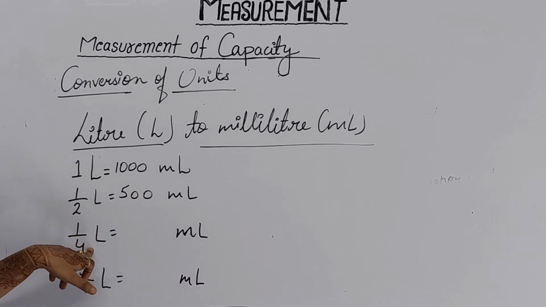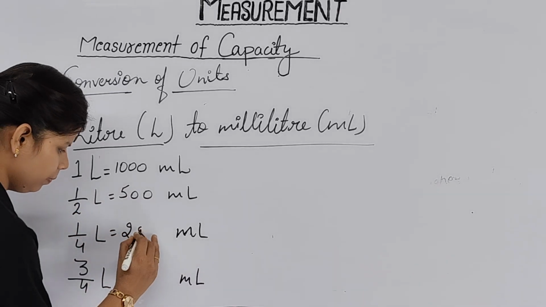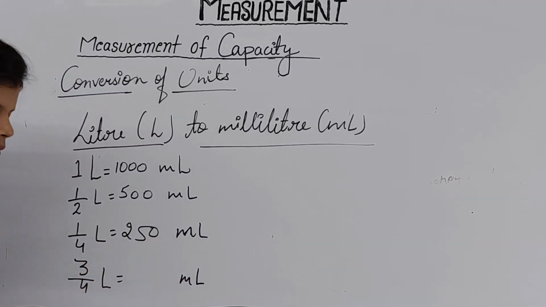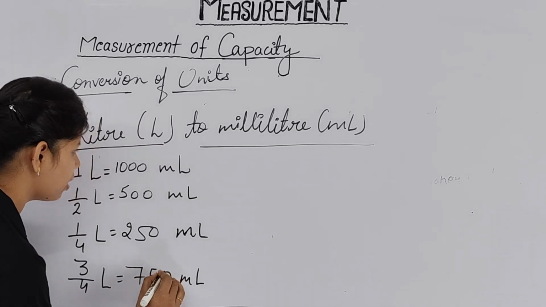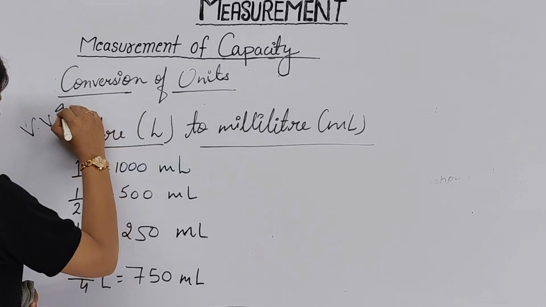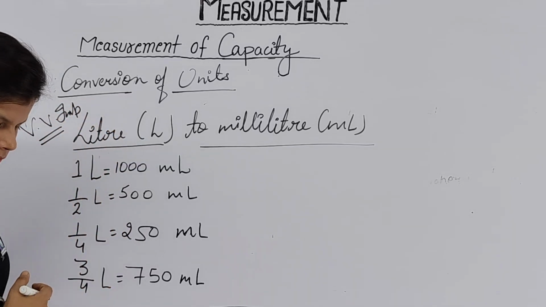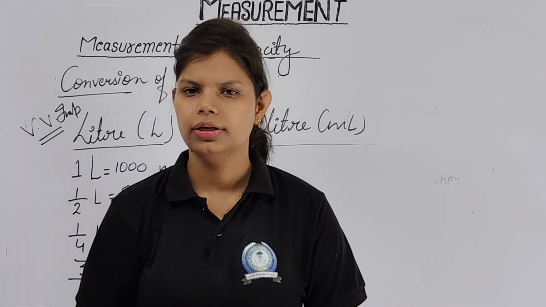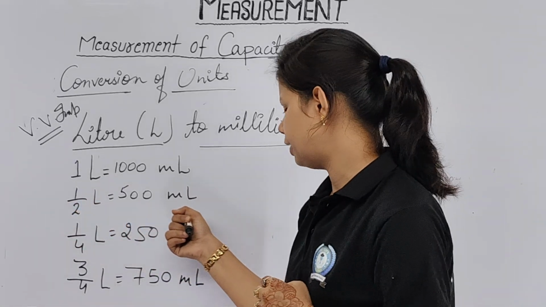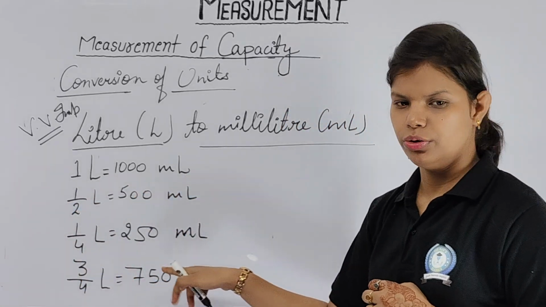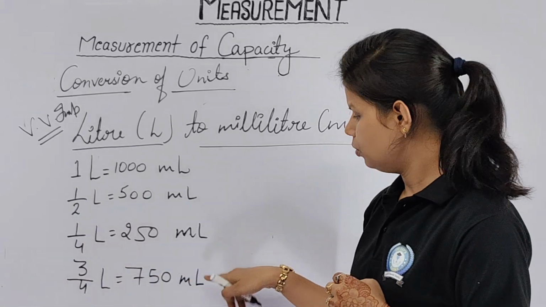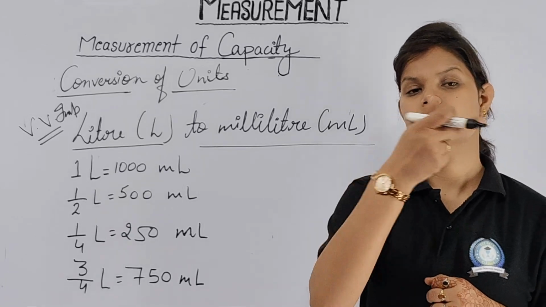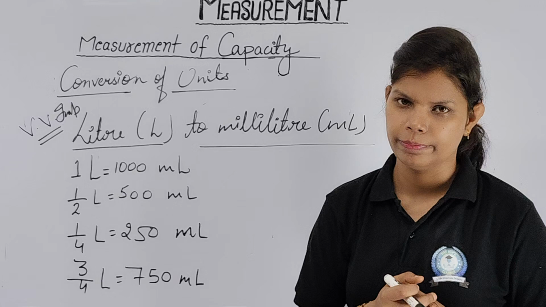Now if you are having 1 upon 4 liter, 1 upon 4 liter means what? 250 milliliter. Now for 3 upon 4 you can go with what? 750. These all are the things you have to remember as a very important point. Clear, no? Understood? So 1 liter equal to 1000 milliliter. Next you are having half liter equal to 500 milliliter. 1 upon 4 liter equal to 250 milliliter. 3 upon 4 equal to 750 milliliter. Understood, children? Again and again you have to recall these important terms while dealing with this important chapter, measurement.